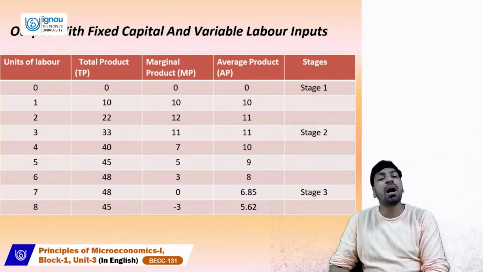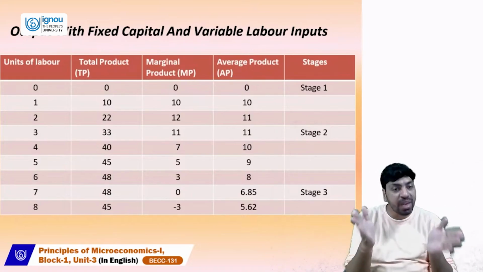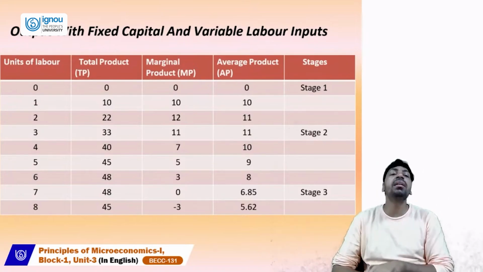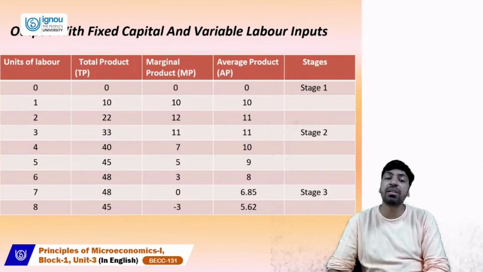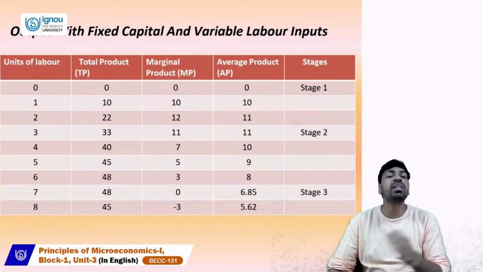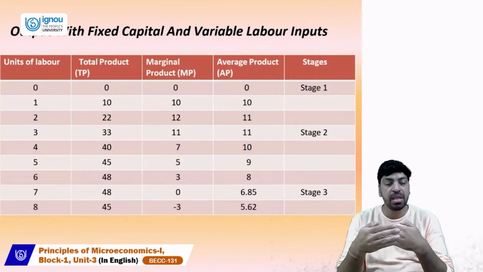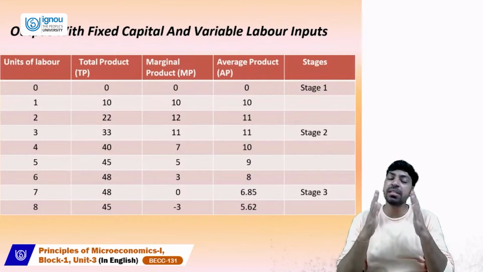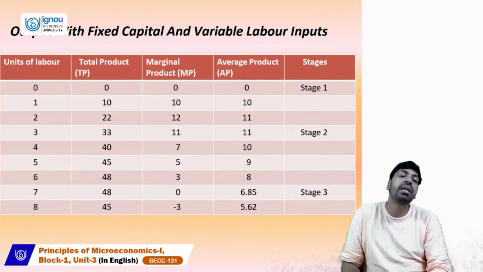When we talk about how to calculate the marginal product, I already told you it's the difference between the total product of the next unit and the total product of the last unit. That's called the marginal product. So the total product of the first unit is 10, and the total product of the last unit is 0. The difference is 10. So this is the way to calculate the marginal product.